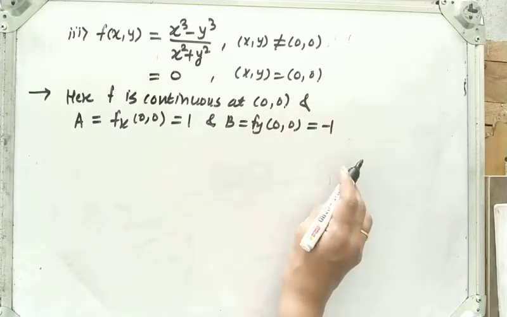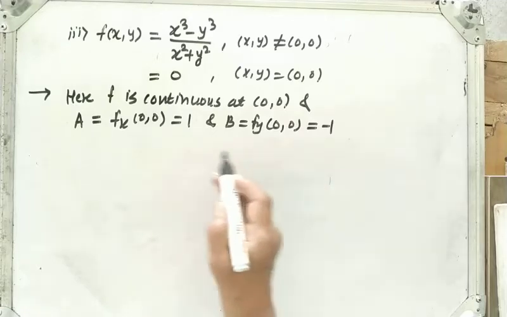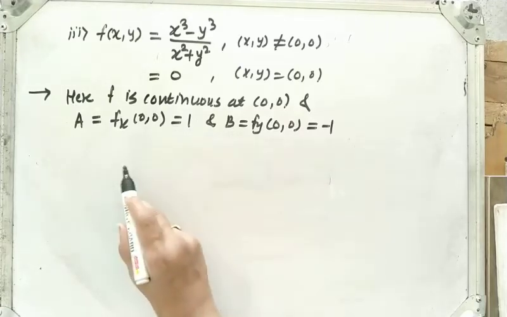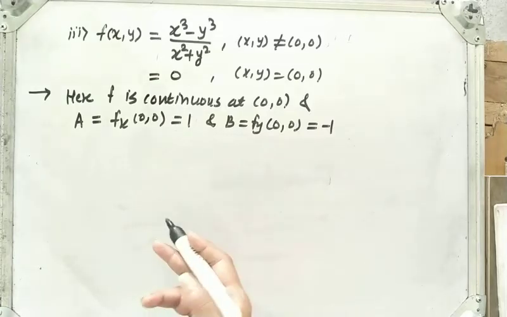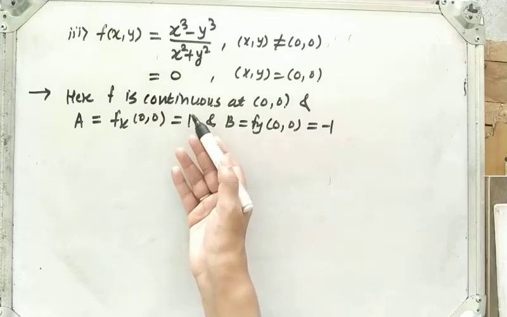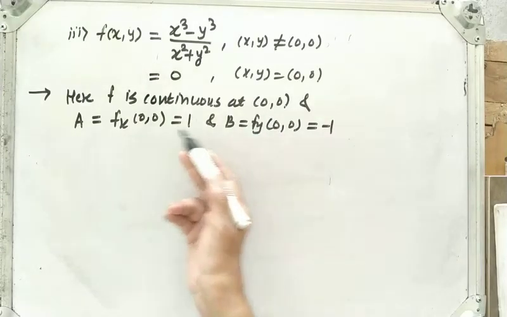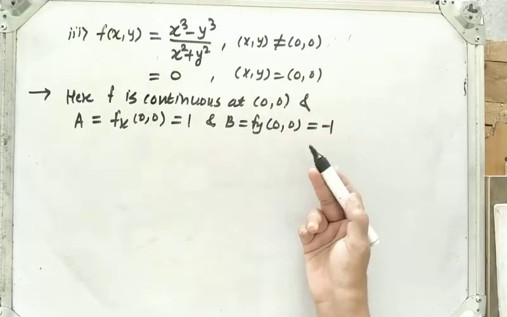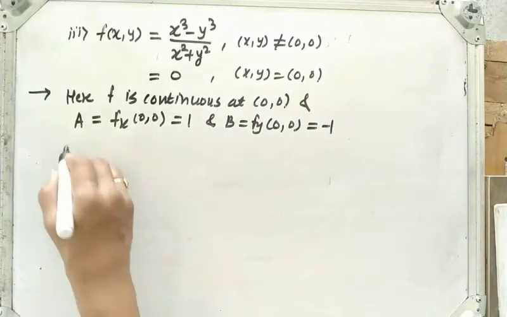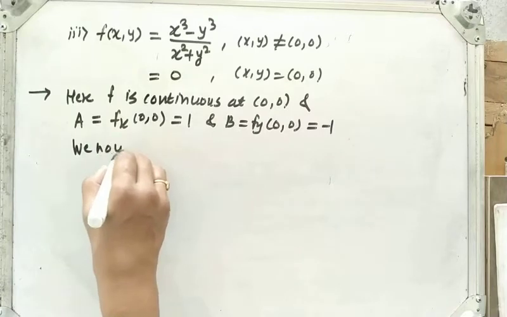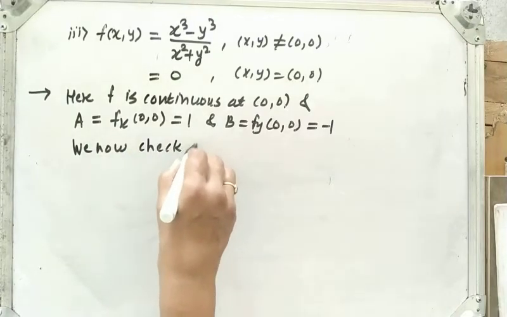Means what? We cannot use the note. What note? Note 1, that if f is not continuous, then we can say that it is not differentiable. If its first order partial derivatives do not exist, then we can say it is not differentiable. We cannot use this because this function is continuous at 0, 0. Also fx and fy both exist. So let us assume that this function is differentiable at 0, 0. So we now check differentiability.